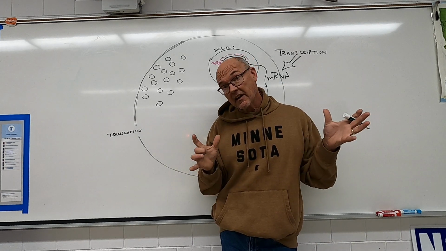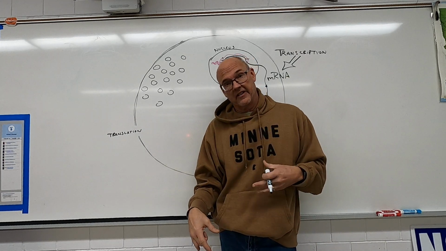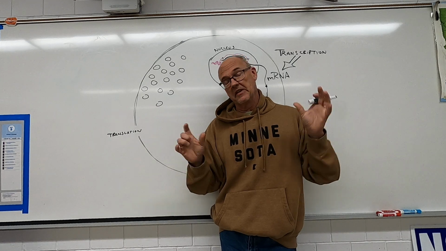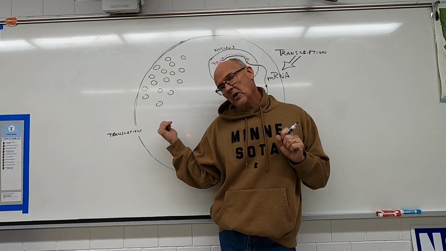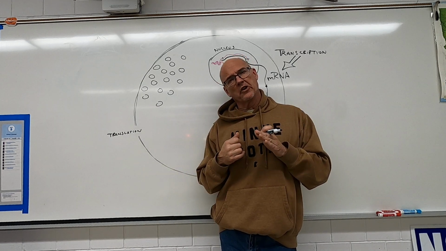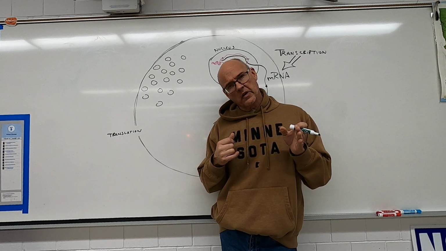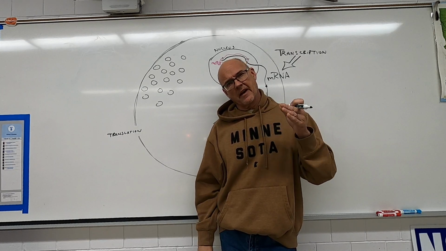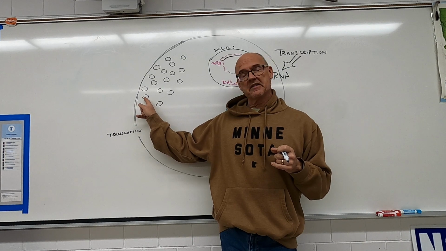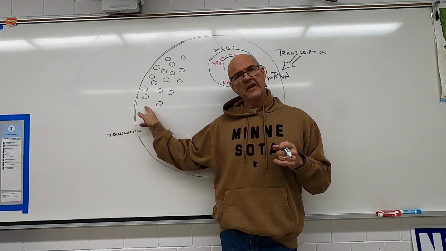There are only 20 different kinds, so your entire body is made from 20 different kinds, just like all the plants and fungus and everything else. What's critical is we put them in the right order, and the code is read 3 at a time. So every one of these amino acids has a 3-letter code.